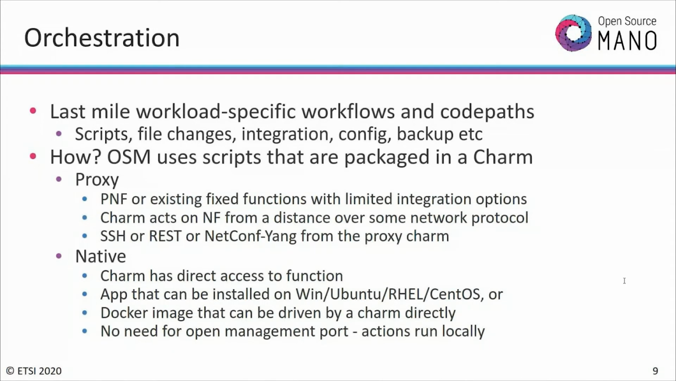So these are the scripts that are packaged in what we called earlier, charms. They can either be proxy, where it acts on the network function from a distance over a network protocol, SSH, REST, NETCONF, etc., or native, where it's running right inside with the function. That can be installed on Windows, Ubuntu, Red Hat, etc., and it could be a Docker image that can be driven directly by the charm.